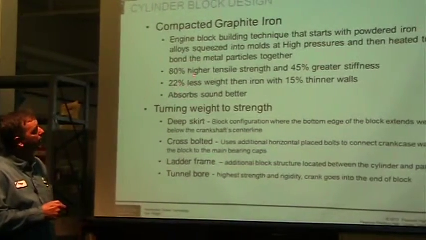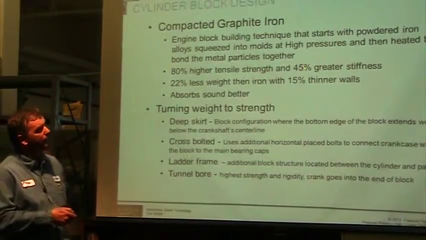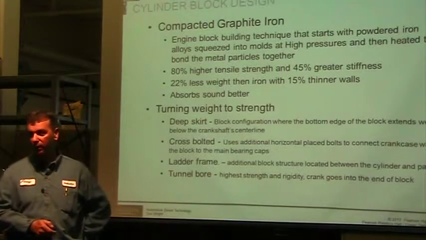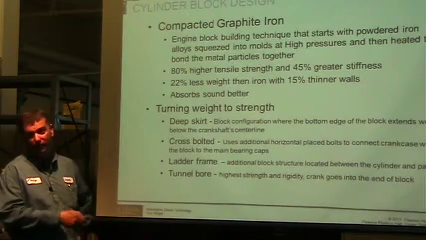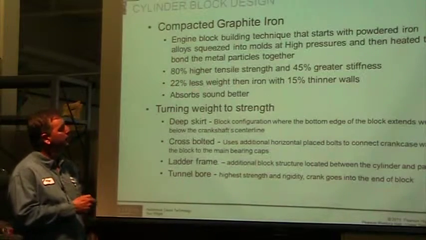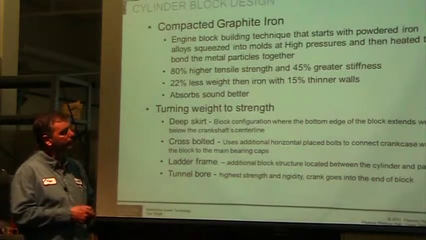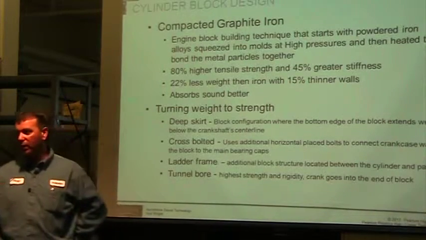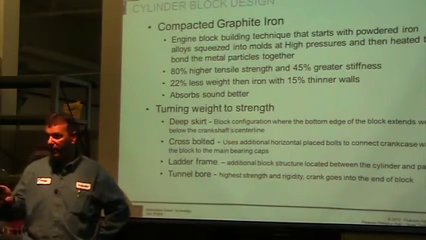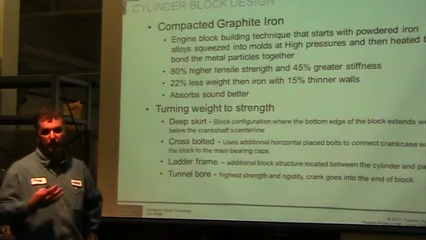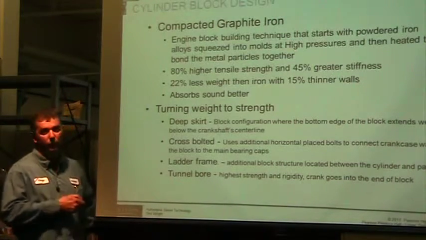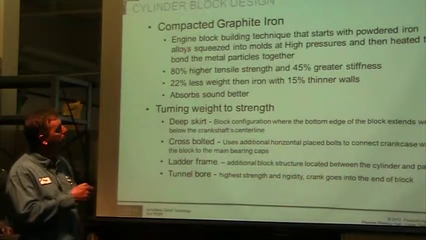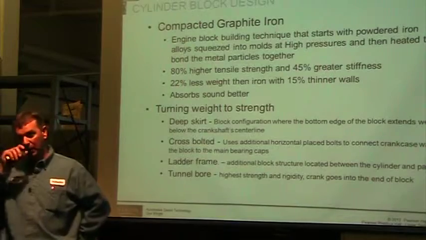It's 80% higher tensile strength and 45% greater stiffness than a pure iron block. Those are pretty dramatic numbers. It's 22% less weight than iron with 15% thinner walls. Thinner walls mean heat's going to transfer better, so we get rid of heat faster instead of maintaining that heat. And then less weight gets us the fuel efficiency that we're looking for. There are a lot of really nice benefits from this technology.